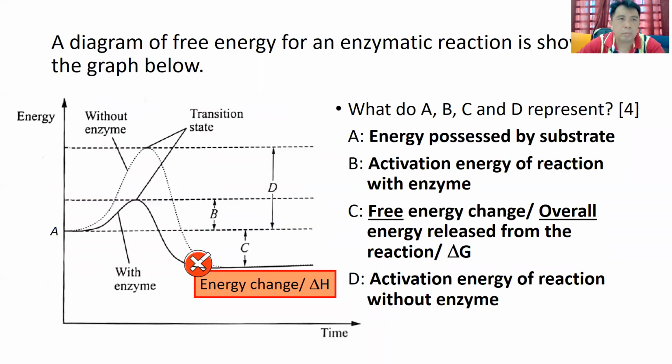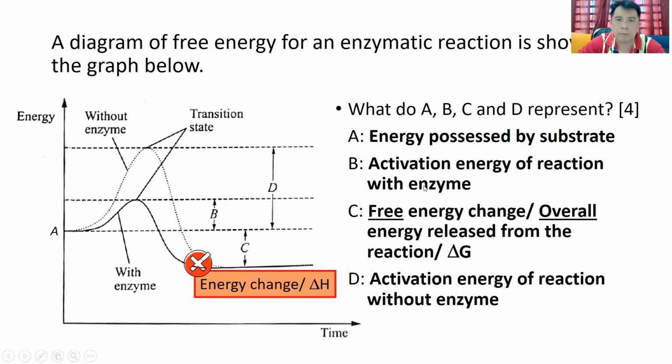This question shows a diagram of free energy for an enzymatic reaction, shown in the graph below. What do A, B, C, and D represent? Okay, A, B, C, and D. So A is the energy possessed by the substrate.